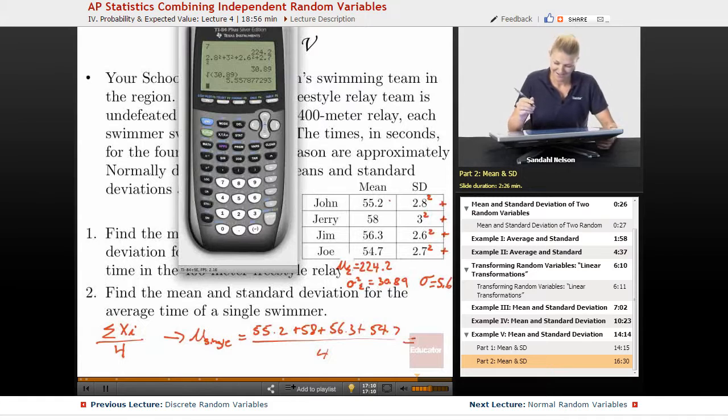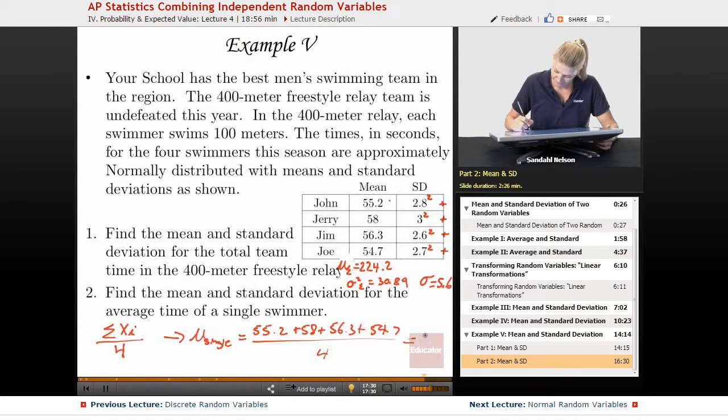So that should be simple and pretty obvious that the mean of one is the mean of their means, right? So we have 55.2 plus 58 plus 56.3 plus 54.7. 224.2, and then divided by 4 gives us 56.05. Okay, and that looks about right? If we looked at all these, the average of a single person is 56.05.